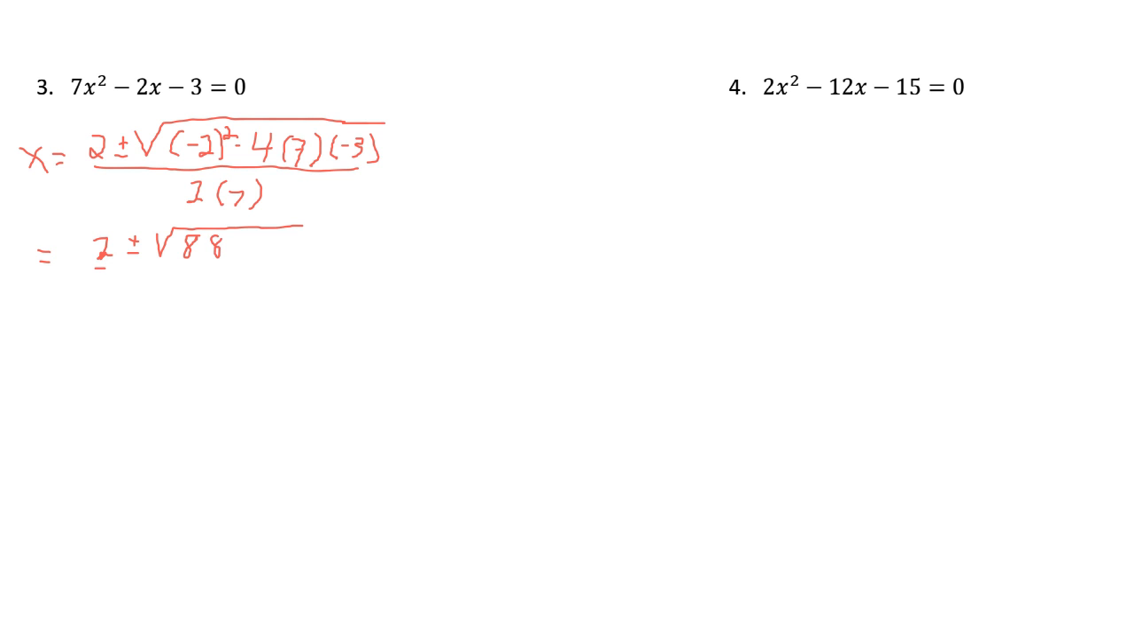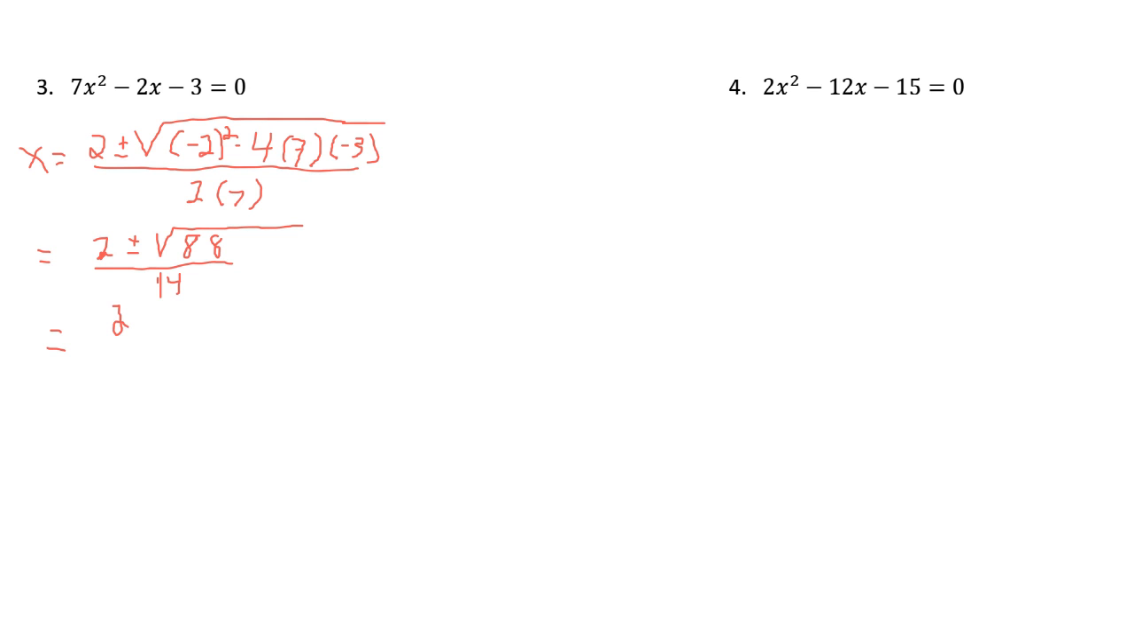Unless I hit something wrong in the calculator. Over 14. No, square root of 88, I believe, is going to be 4 root 11, or 2 root 11, sorry. Yep, no, 2 root 22. Yeah, you can take out a 4. Yeah, 2 root 22.